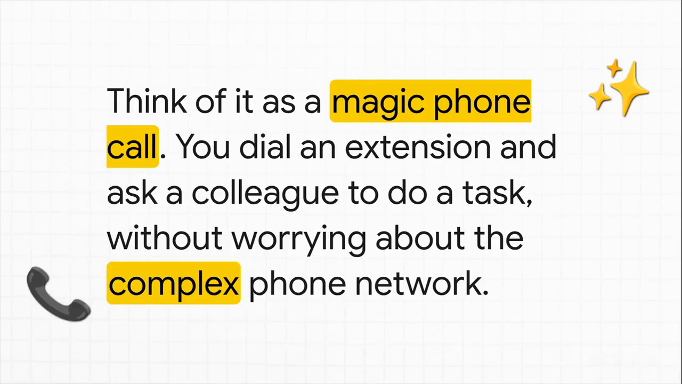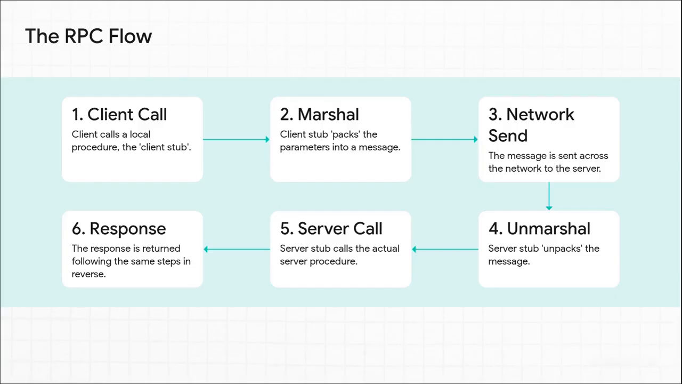I really like this analogy. Think of RPC like a magic phone in a big office. You don't need to know anything about the telephone wires or the switchboard operators. You just dial your colleague's extension and ask them for a file. In the world of RPC, you have these two little magic assistants. We call them stubs, and they handle all the complicated logistics for you. So let's see how these magic assistants actually pull it off.